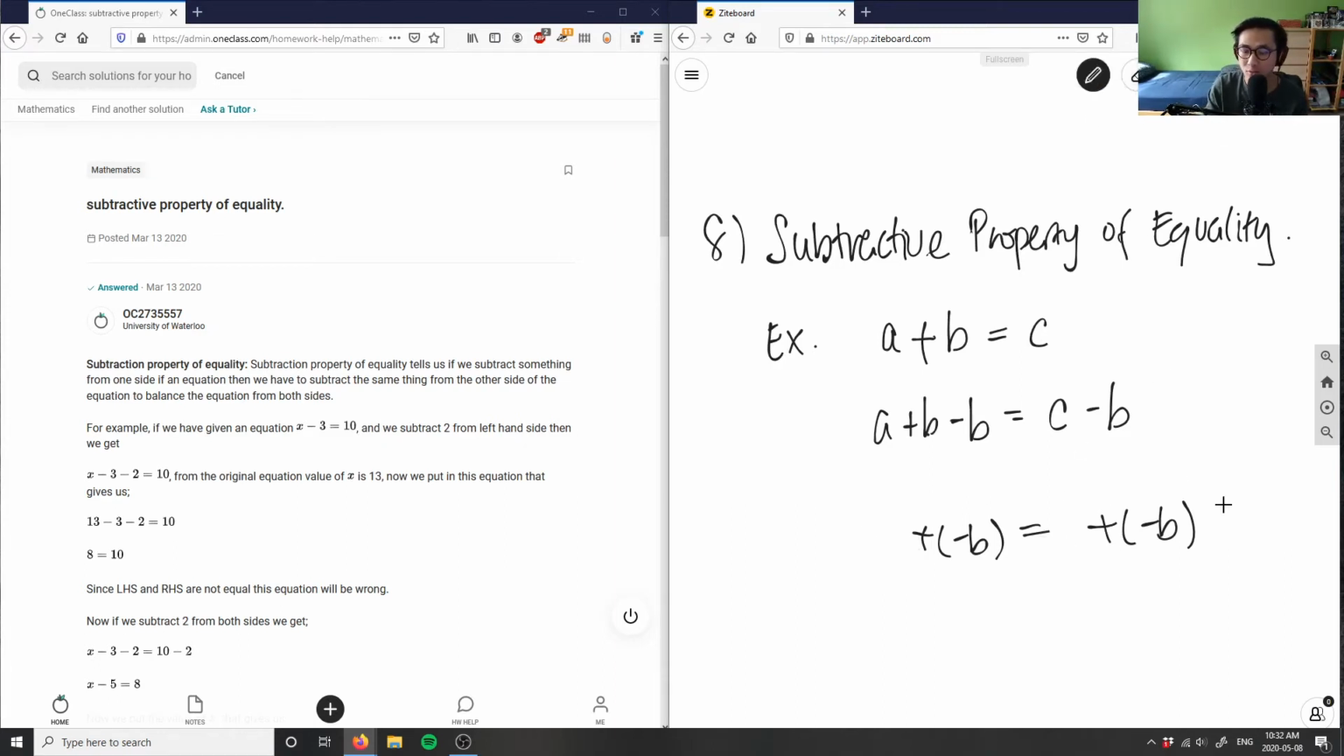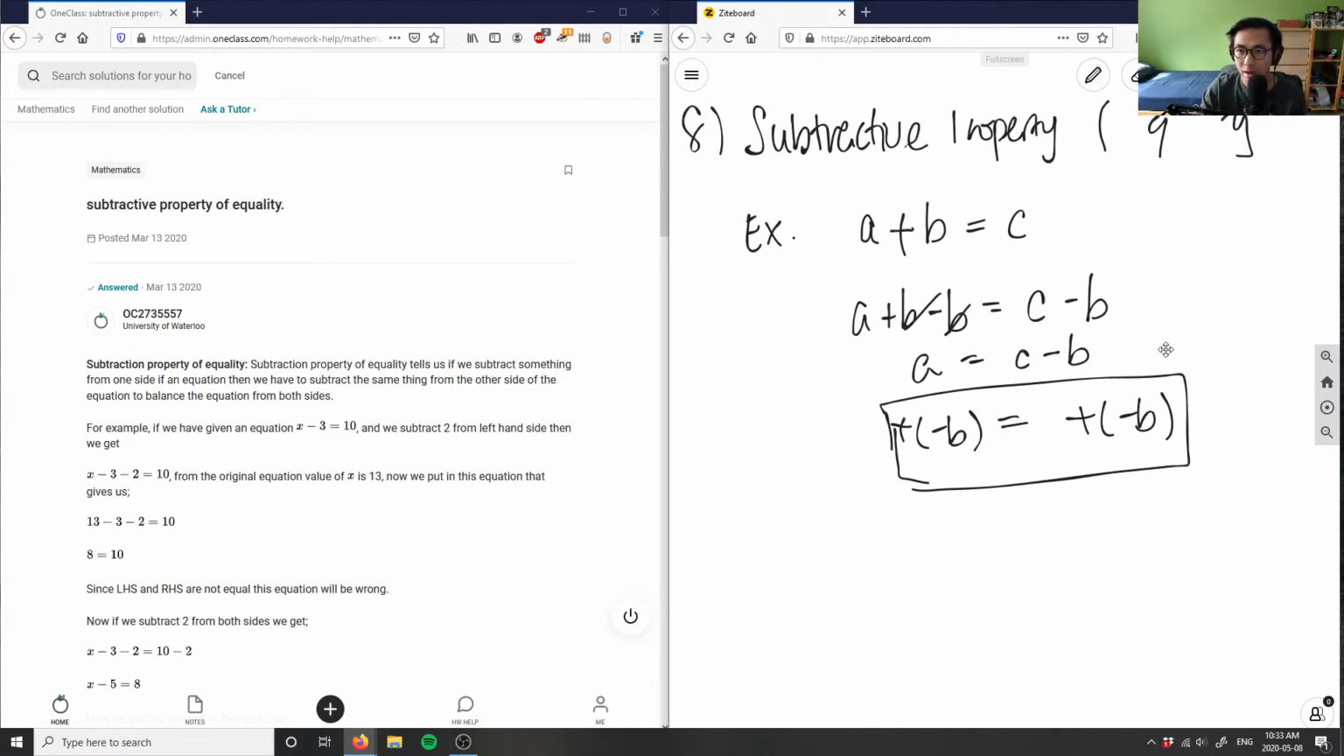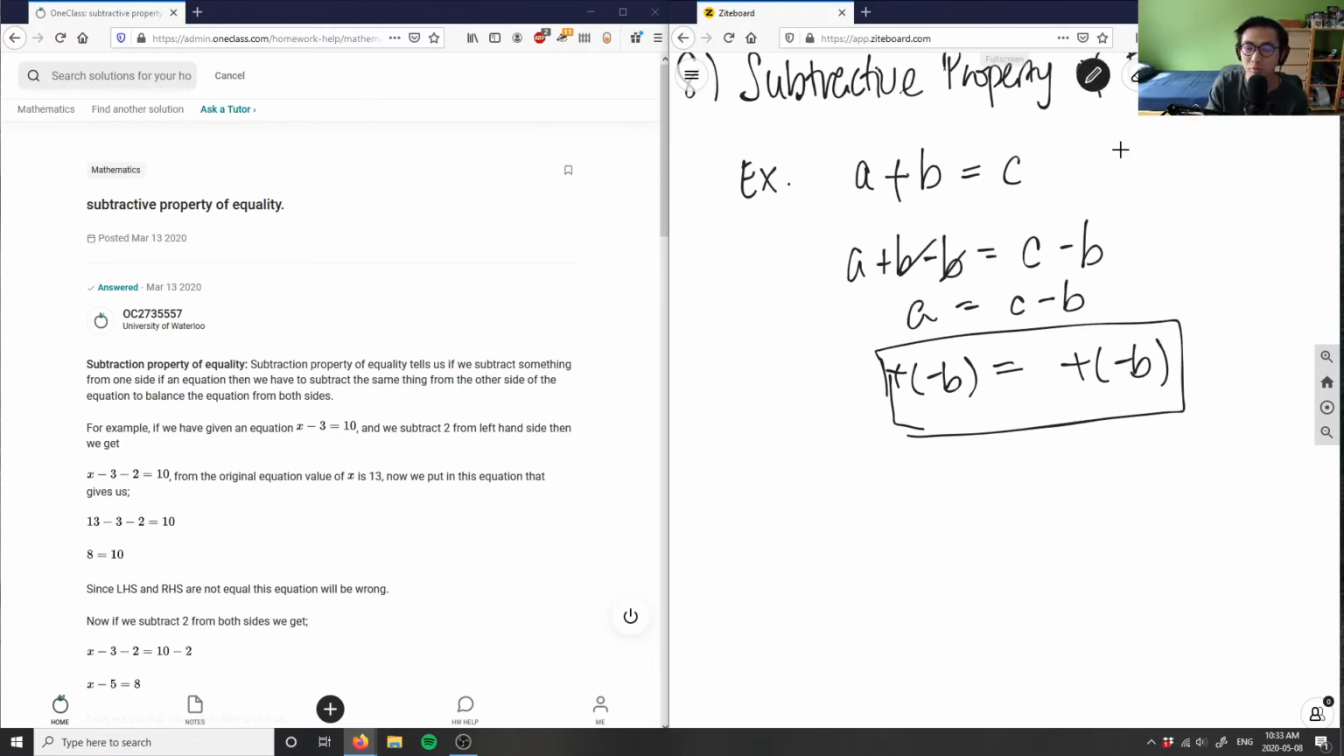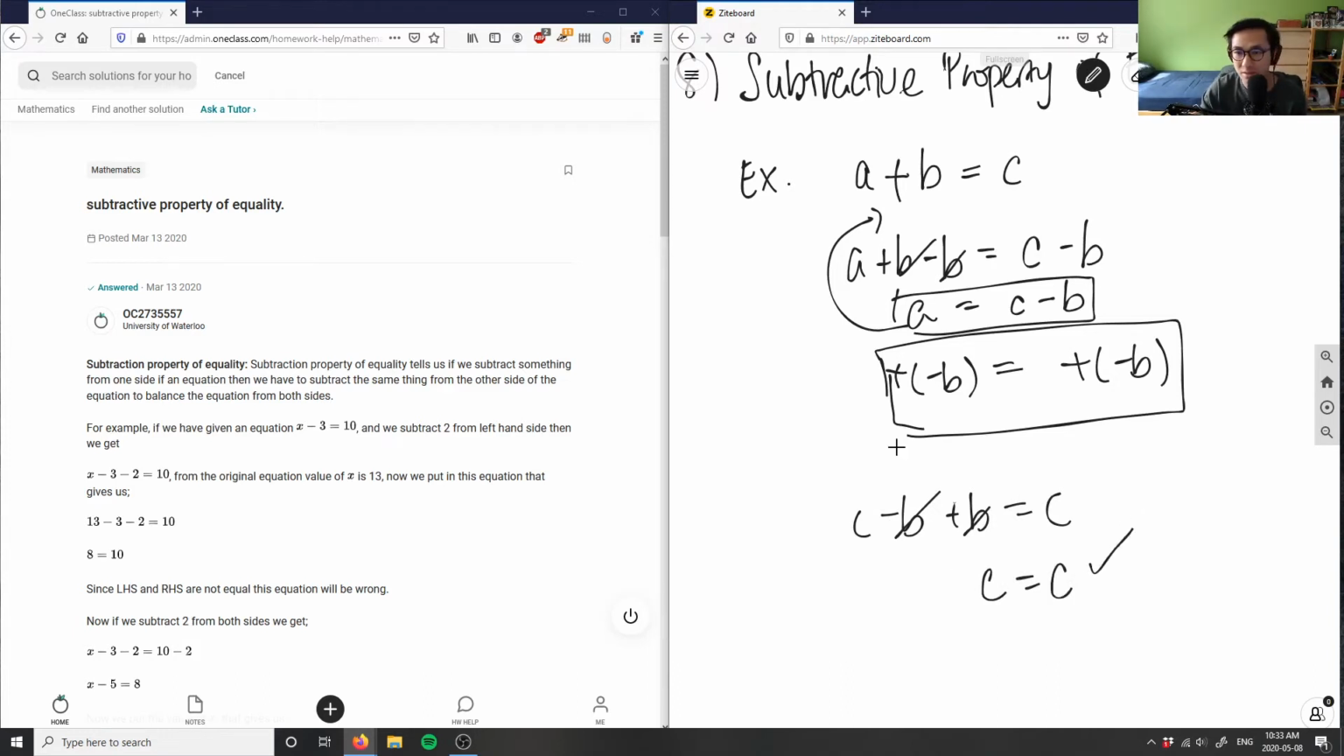Given this rule, we can say that on the left, b minus b is obviously 0, so it cancels out, so a equals c minus b. We can prove this by subbing it back into our first equation: a, which is c minus b, plus b equals c. Negative b plus b cancel out, so c equals c. This is a proof of the subtractive property of equality.